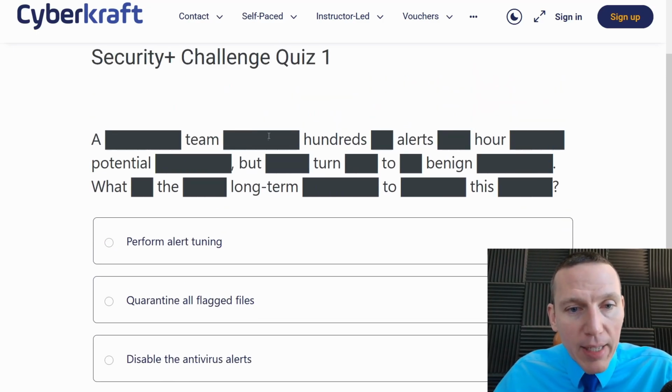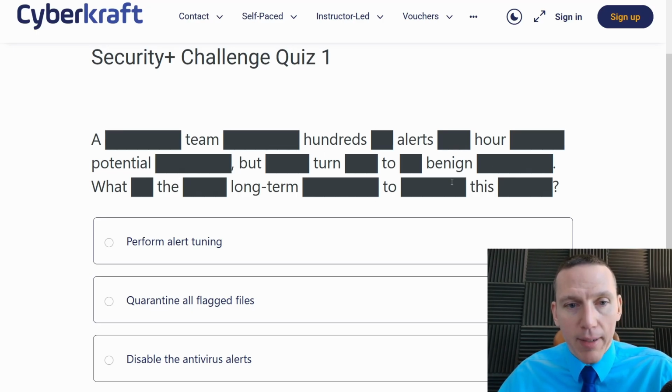All right. A blank team, blank hundreds of alerts per hour, blank potential, blank, but blank turn to blank benign, blank. Okay, but many turn into, well, not into, something to benign something. What is the long-term effect to blank this blank?